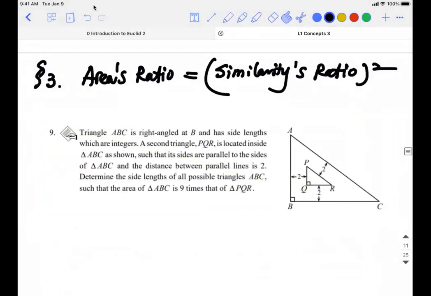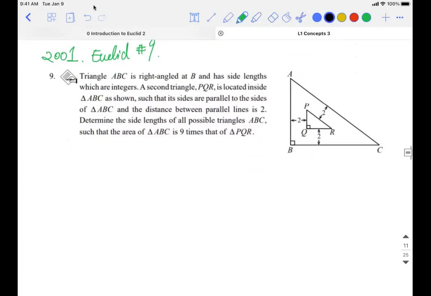This is a problem from 2001 Euclid, question number 9. Like I said, most of the problems given in our lecture are the last 3 problems, 8, 9, 10, because they're challenging problems. I like to show you guys the thinking process for such a problem. Okay, so let's have a look at what this problem says.